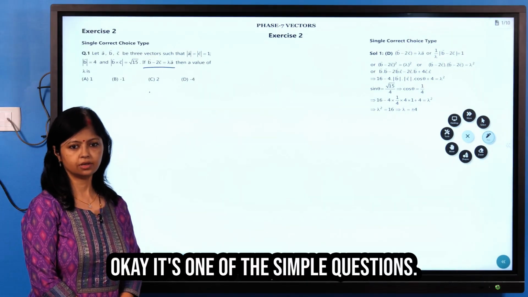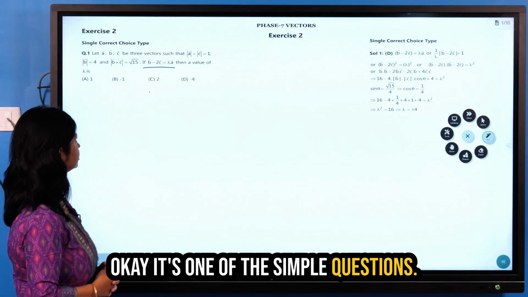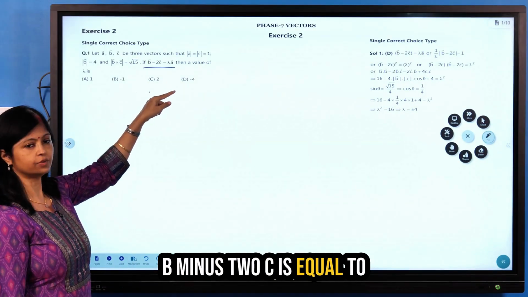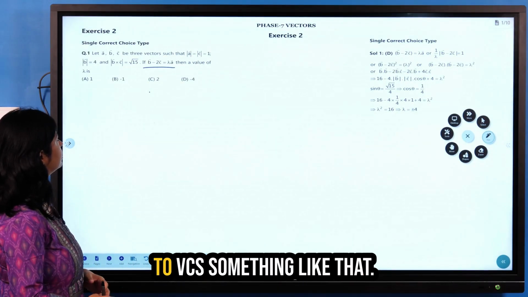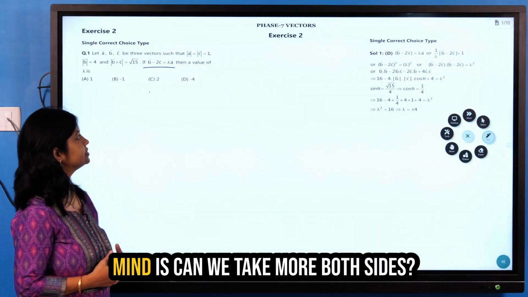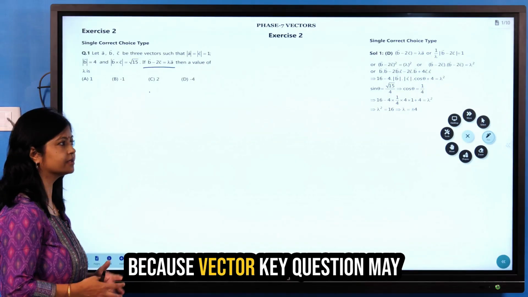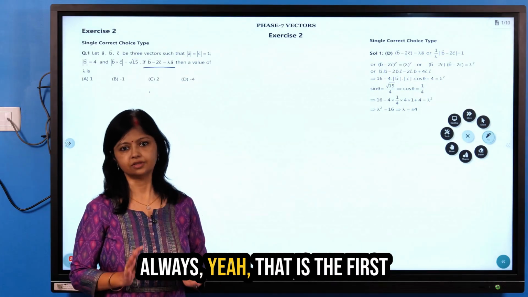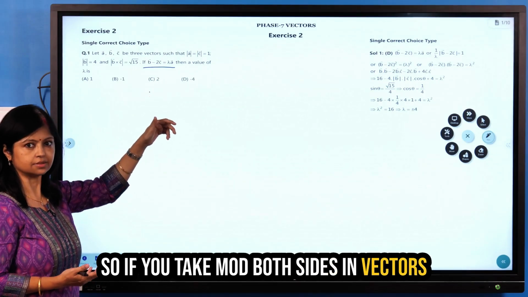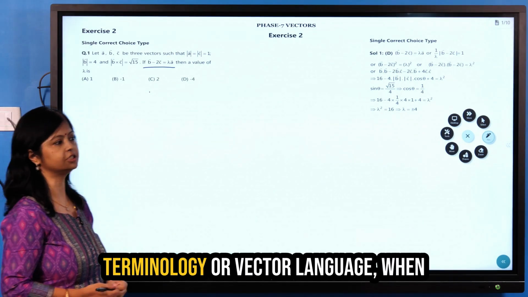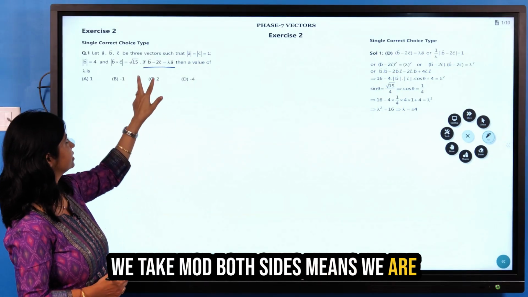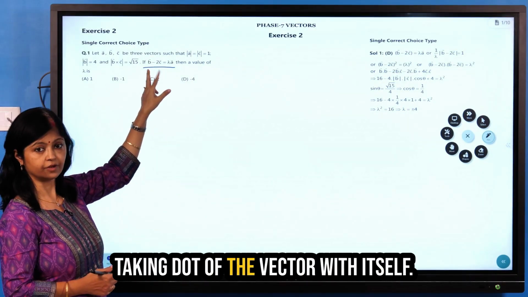It's one of the simple questions, I would say a basic question, but a very important concept here. B minus 2C is equal to lambda A. Whenever we see something like that, the first thing that should cross our mind is, can we take mod on both sides? In vector terminology, when we take mod on both sides, it means we are taking the dot of the vector with itself.